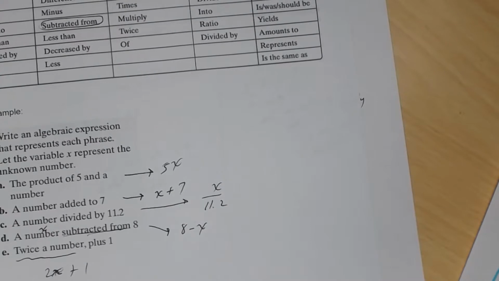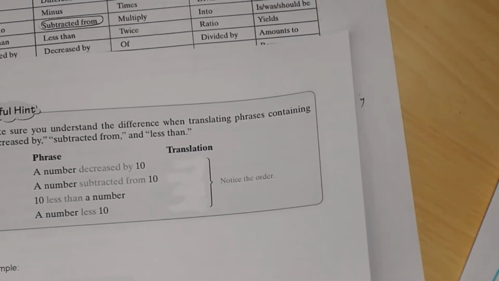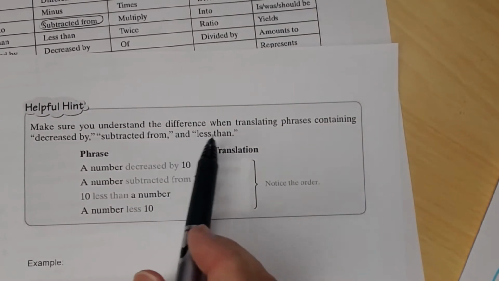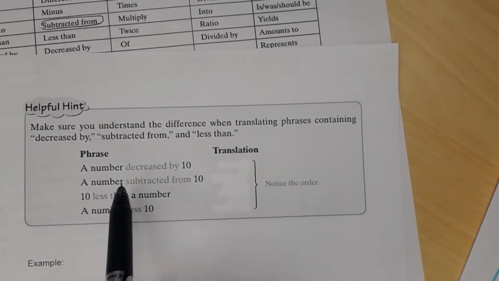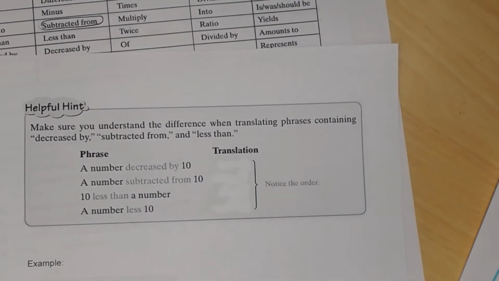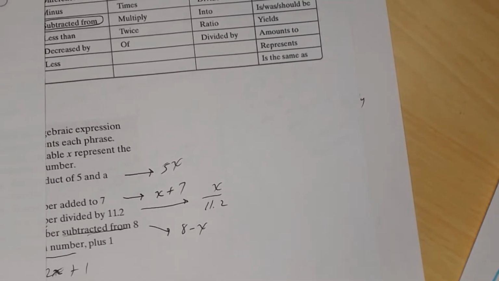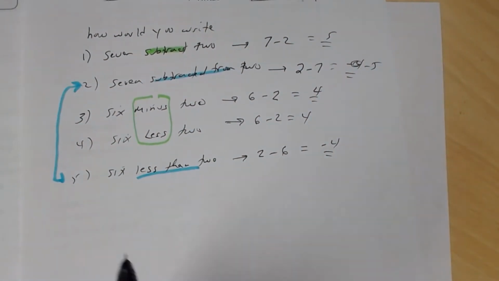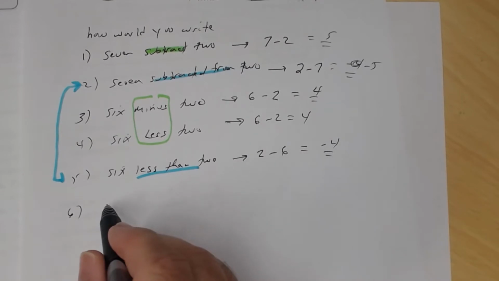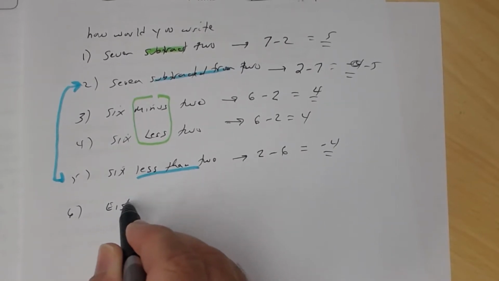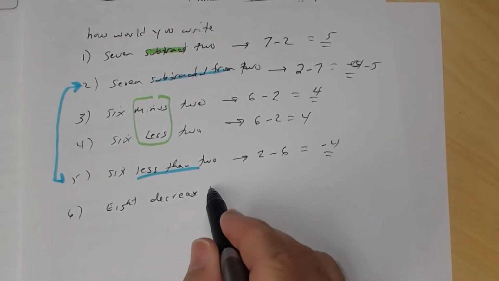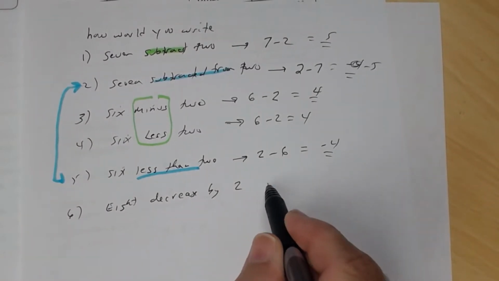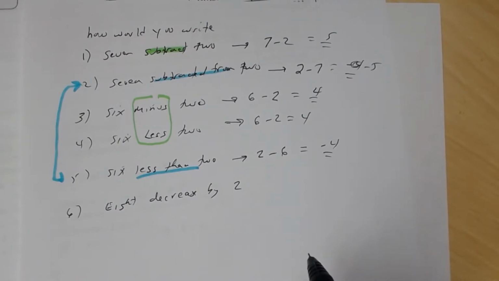Now, on the next page, we're talking about difference. You got to be careful with the words decrease by, subtract from, less than. So let's talk about decrease here. Let's use numbers just like we did before. So number 6. Suppose I said 8 decreased by 2.